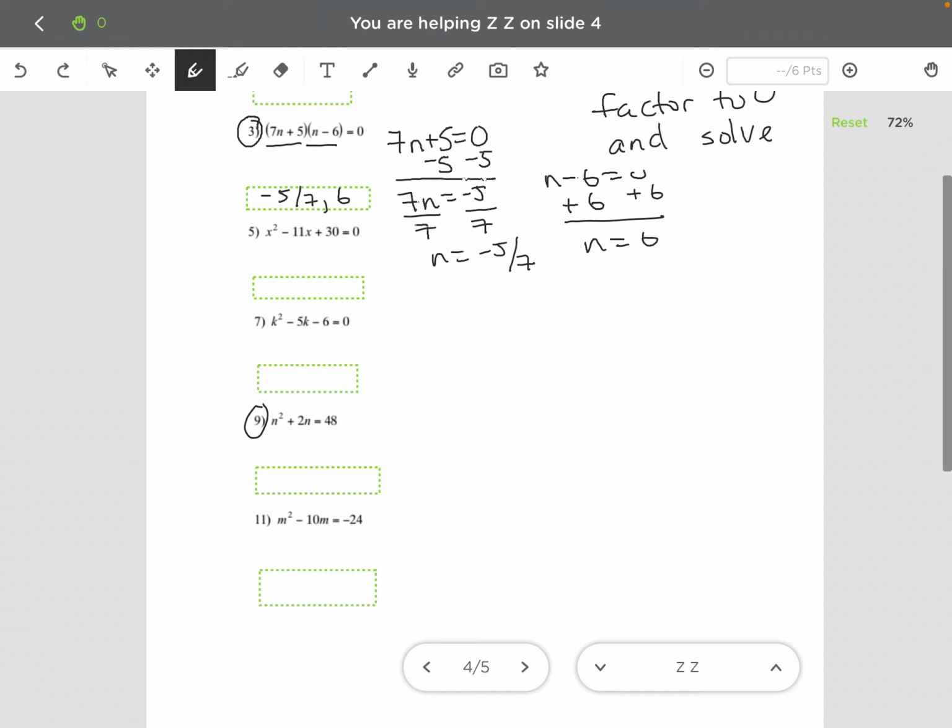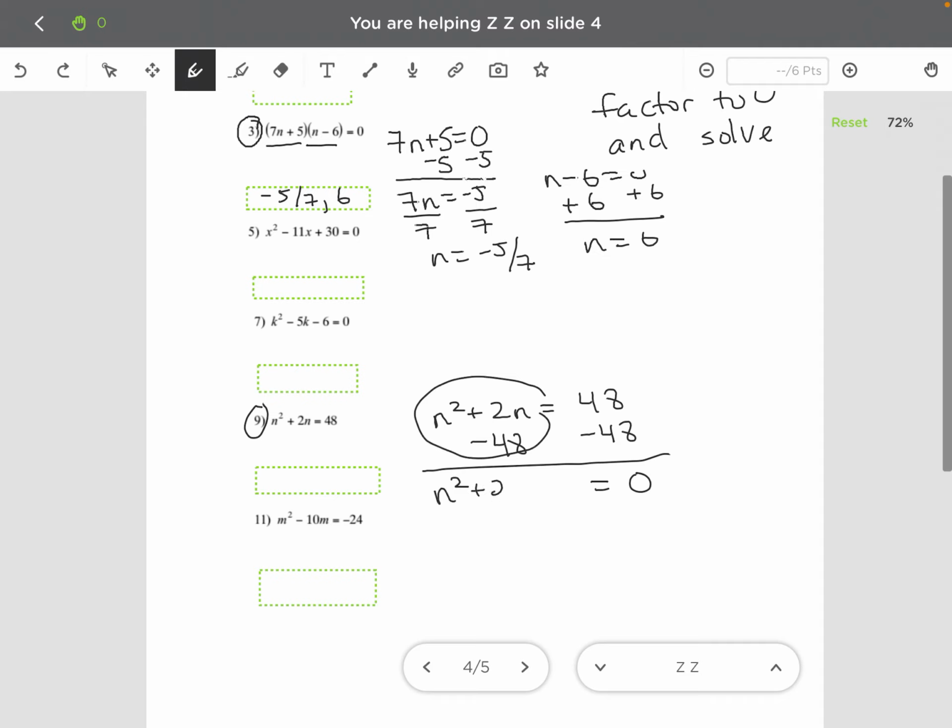Okay, let's try another one, number 9 at the bottom. So notice this one, it is not set to 0 yet. So what you have to do is actually, I'm going to redo the problem over here. You actually have to move that 48 over. So if I subtract that 48, now I have the 0. None of these are like terms, so I can go ahead and just write each of them separately.